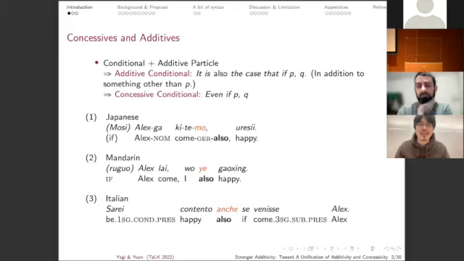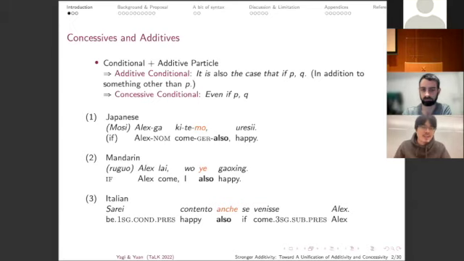In Mandarin, this is also the case. A peculiar case about Mandarin is that they put the additive particle ye into the consequent, but we still get the same meaning. We will talk about the syntactic placement of this particle in the later part of this talk. What we want to say is that ye, or "also", is working on the antecedent semantically. It also means that if Alex comes, I'll be happy. And the same is true for Italian too.